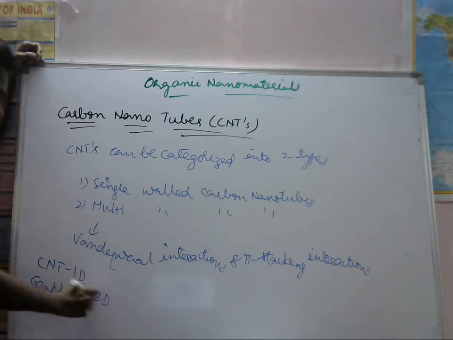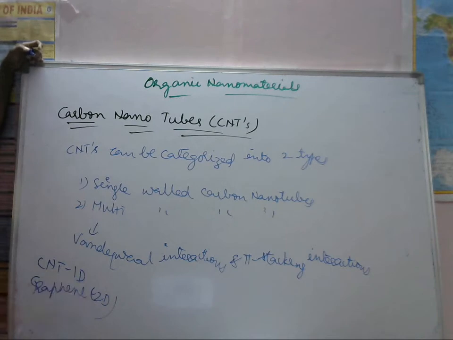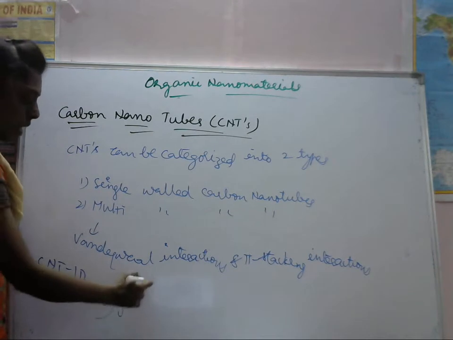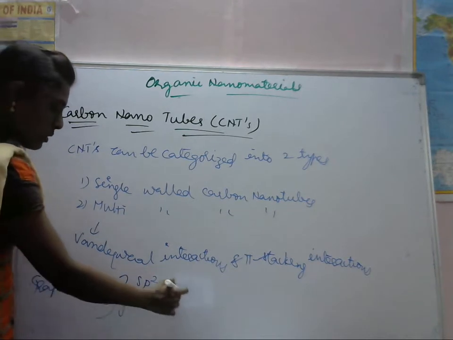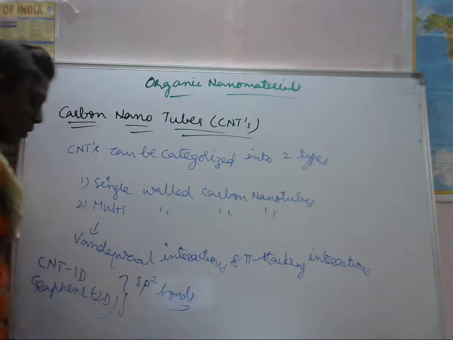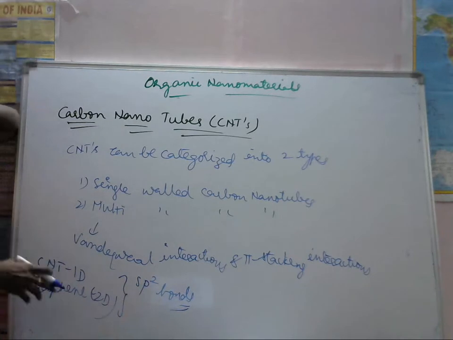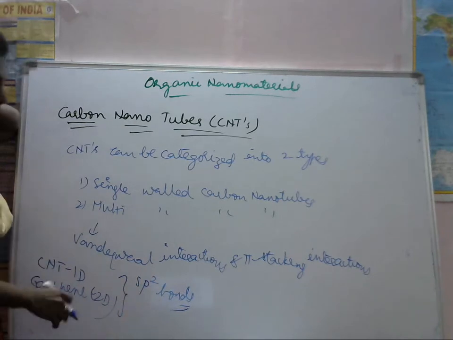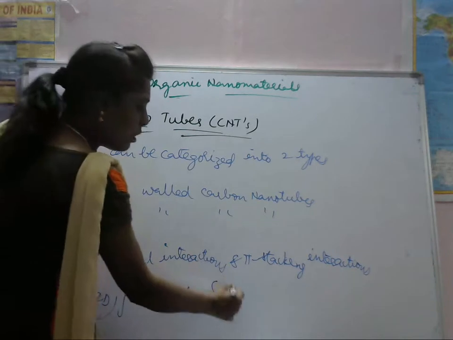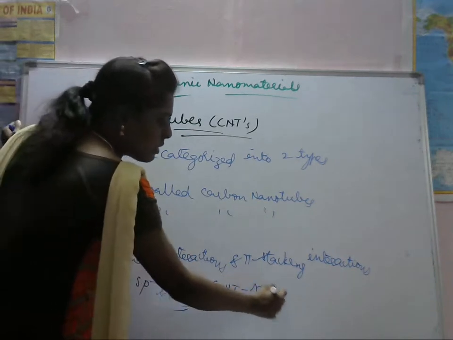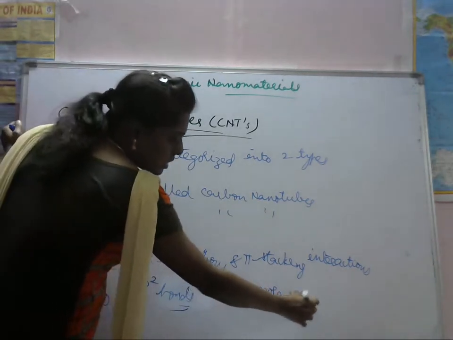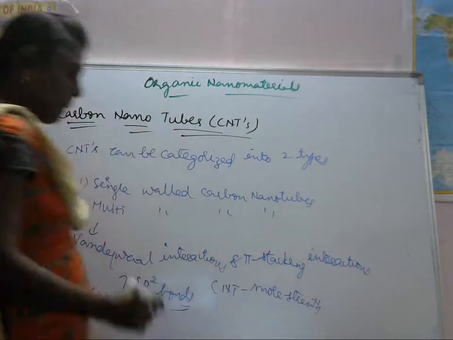Graphene is 2D. Okay. So here the chemical bonds of CNT are composed entirely of sp2 bonds, which are stronger than sp2 bonds in other materials. Okay. So that's why these have more strength.